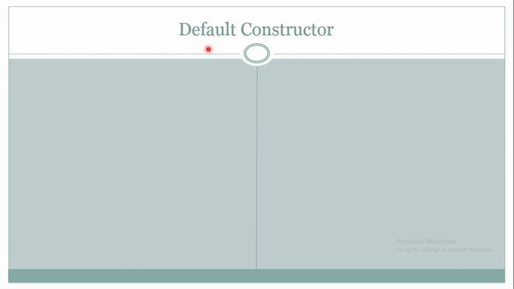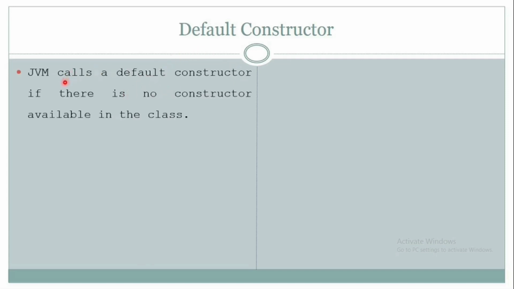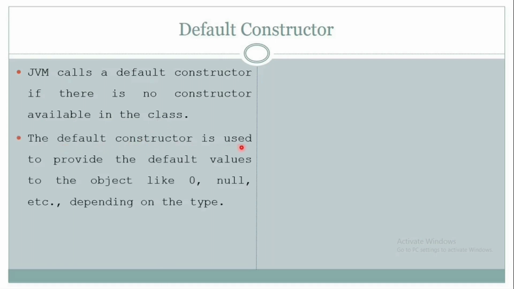Now we'll understand about the default constructor. You have already learned about two constructors, that is the no-argument constructor and the parameterized constructor. So this is the third constructor, the default constructor. The Java virtual machine calls a default constructor if there is no constructor available in the class. The default constructor is used to provide default values to the objects like 0, null or false depending upon the data type. Let me explain this with a simple example.